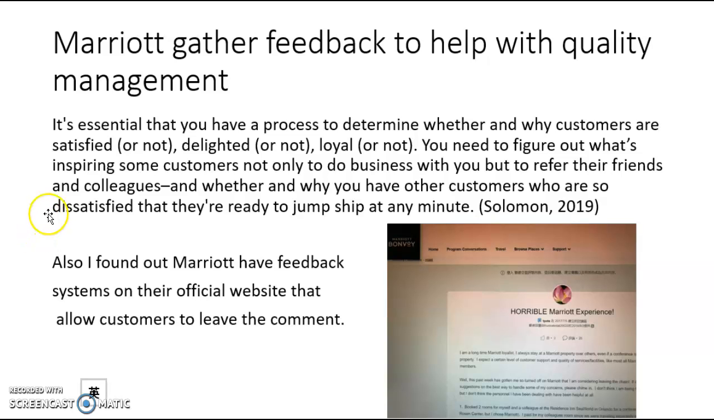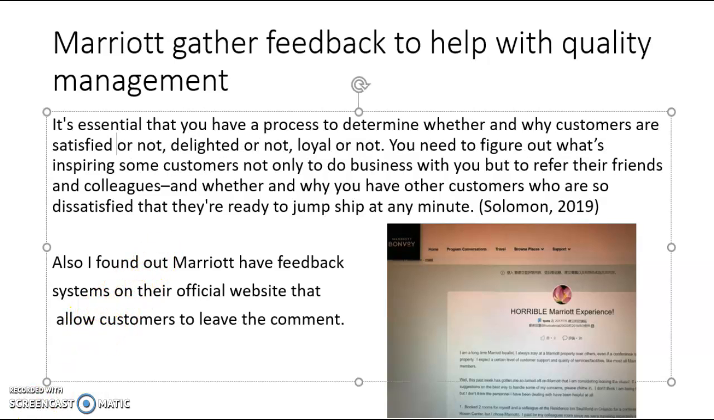Next, this is an example of how Marriott does quality management. They gather feedback to help them. Because as a manager, we don't really have the perspective of the customer. So many times, we have to rely on feedback from the customer that lets us know what we are doing right and what we are doing wrong. And we can change it and improve our service quality. And it can help our quality management.